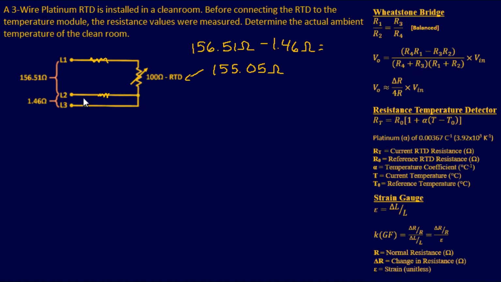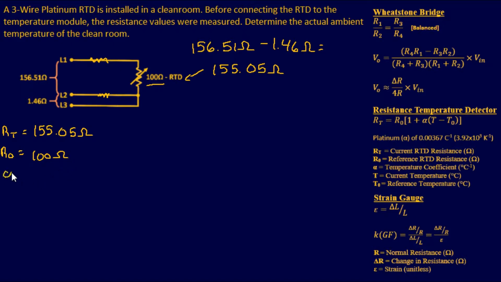Now that we were able to omit the cable, now we can probably move on and start determining what our variables are. So let's go over what we know. So RT, and that's going to be the current RTD resistance. Well, we just determined that, so it's 155.05 ohms. We have our reference resistance, and that's R sub O. Now, anytime you see 100 ohm RTD or 300 ohm, that's referring to your reference resistance. So right there, that's an easy one. That's 100 ohms.